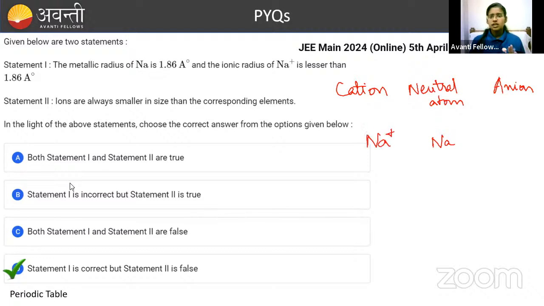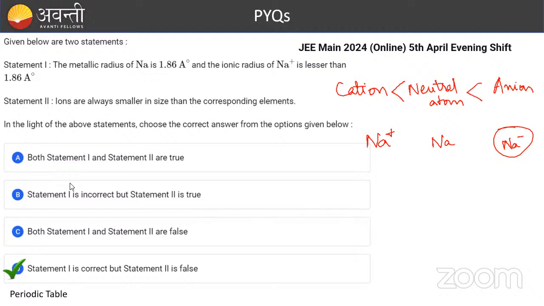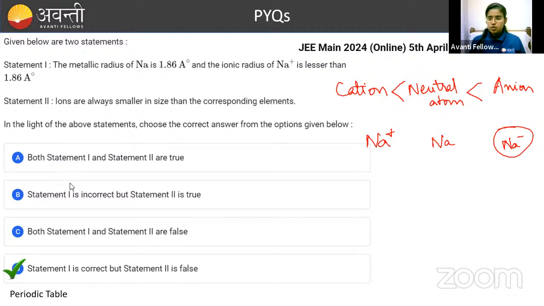It won't gain an electron basically. If it gains, it will form an anion. Okay, but this is not the case with sodium. So here we have only the cation and the neutral atom. But I'll give you the general trend. So if I compare these three, the cation will be lesser in size compared to the neutral atom, and the neutral atom will be lesser in size compared to the anion. Okay. So now if I compare sodium plus and sodium, the sodium plus cation is lesser in size compared to the sodium atom. So statement 1 is correct.